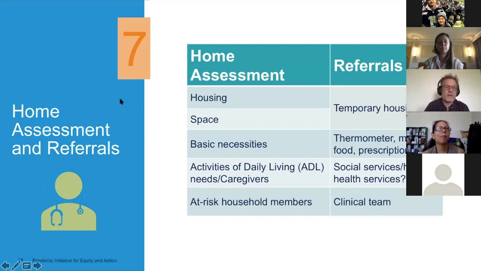isolate or quarantine, it's important to determine, is there a place where they're going to be able to isolate or quarantine? Is there a room in the house where a case can isolate from the rest of the family? Do they have space to do that? In terms of basic necessities, is there somebody that could deliver food to the door for them for the duration of isolation?